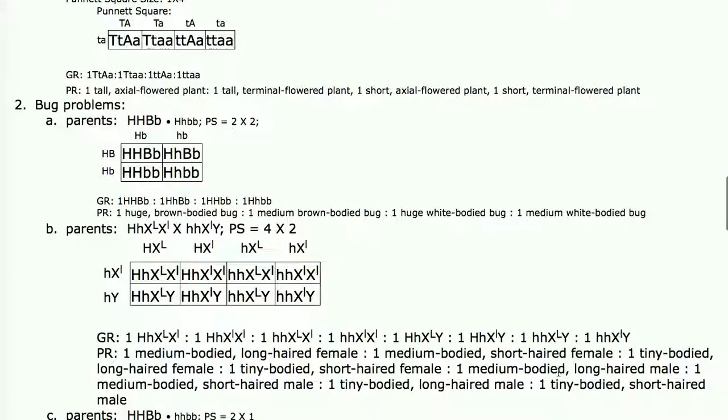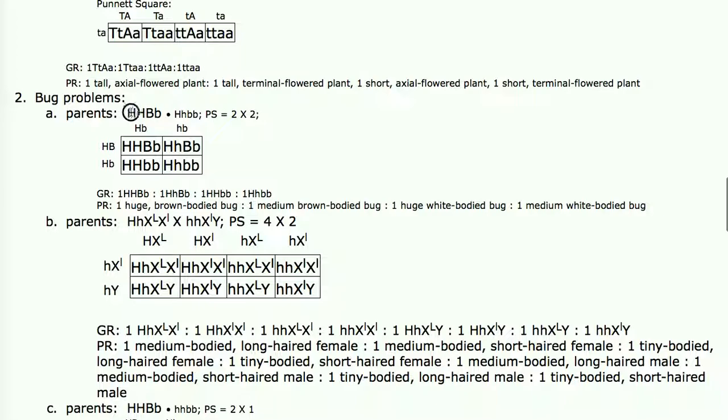Okay, huge heterozygous brown, medium white. So let's go down to the solution. Huge heterozygous brown, medium white. Why huge? Huge here is big H, because huge is incomplete dominance. Heterozygous brown, right there. Medium is big H, little h, and white is little b, little b. So how big is the Punnett square going to be? Well, there's two different combinations of H's and B's for the first parent and two different combinations of H's and B's for the second parent. So the Punnett square is going to be a 2 by 2.